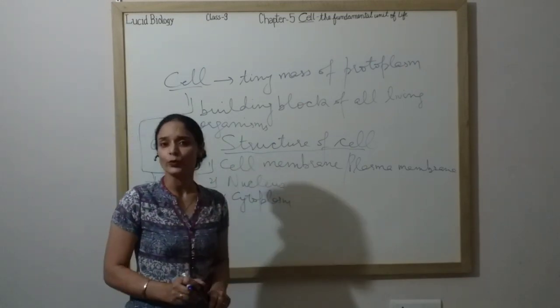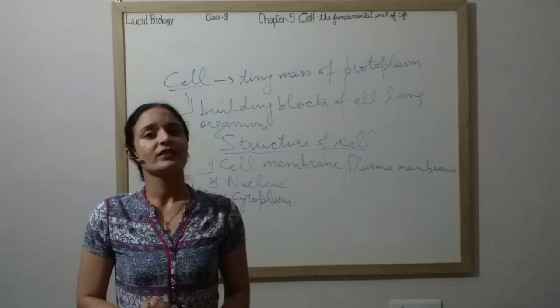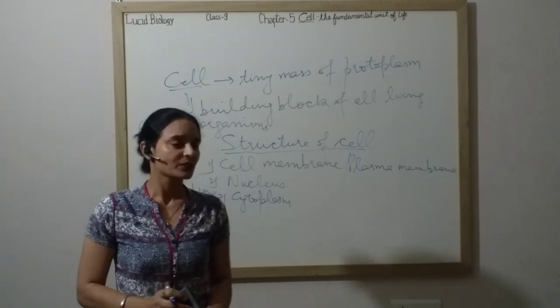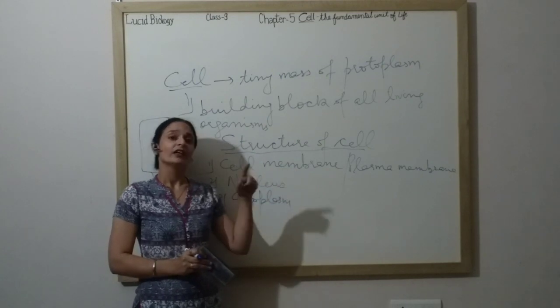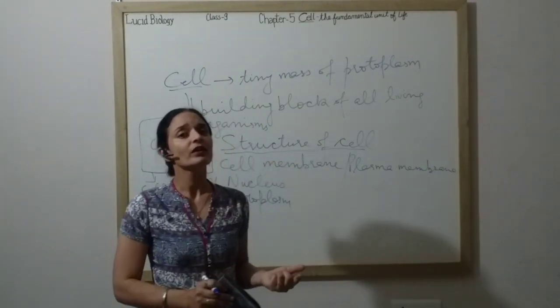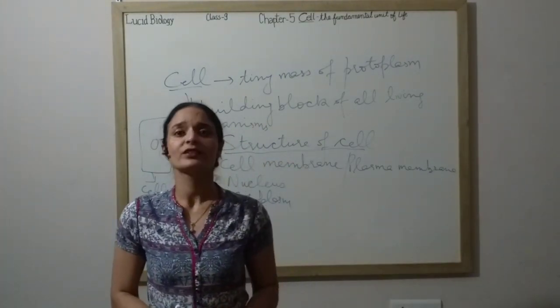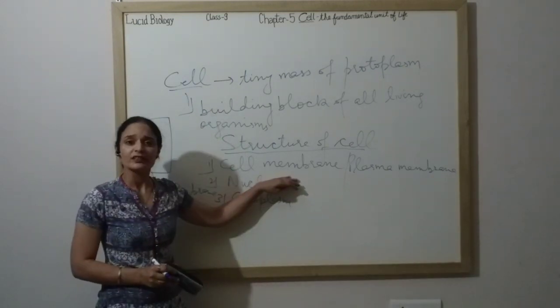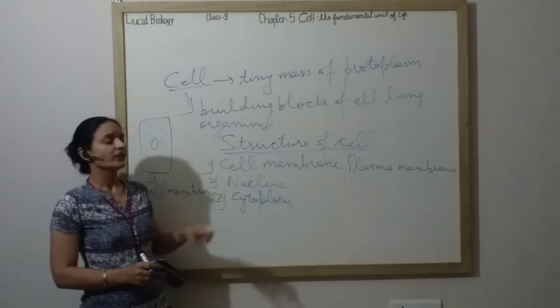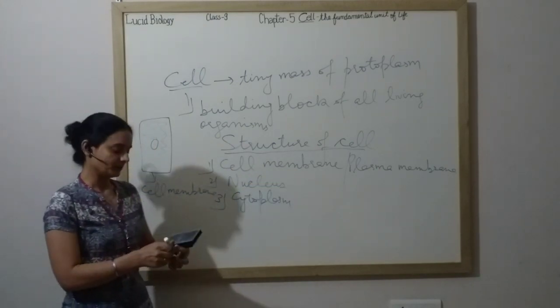And here I would like to add, the cell membrane is present in both plant and animal cells. But in plant cells, in addition to the cell membrane, there is another non-living layer that is called the cell wall. Cell wall is present only in plant cells. In animal cells, the cell wall is absent. Now we are going to study the cell membrane in detail.